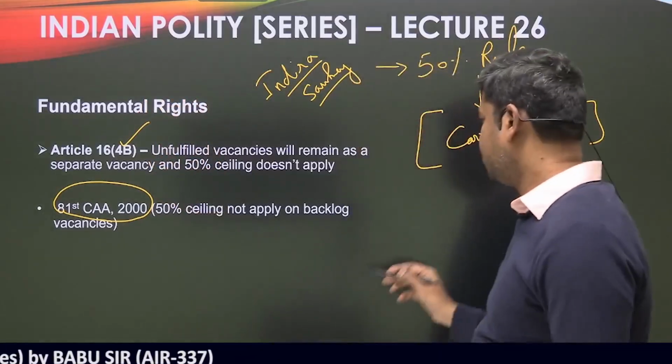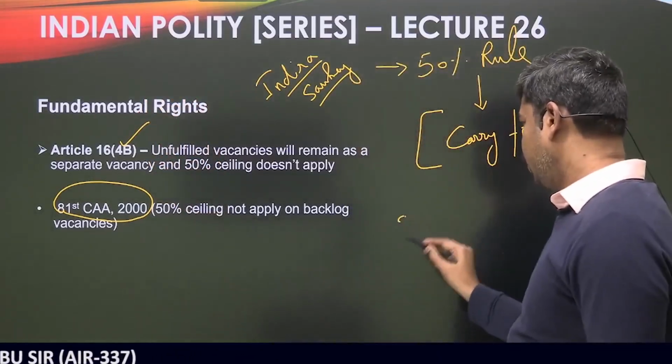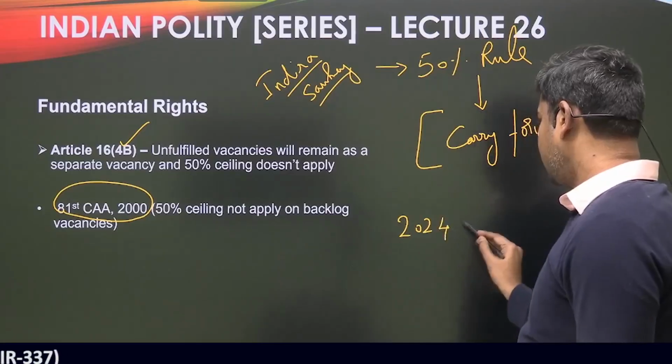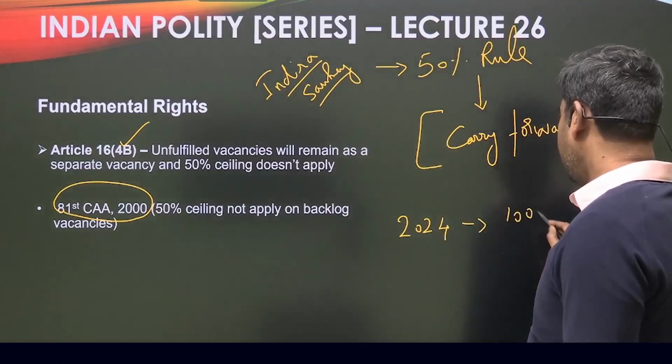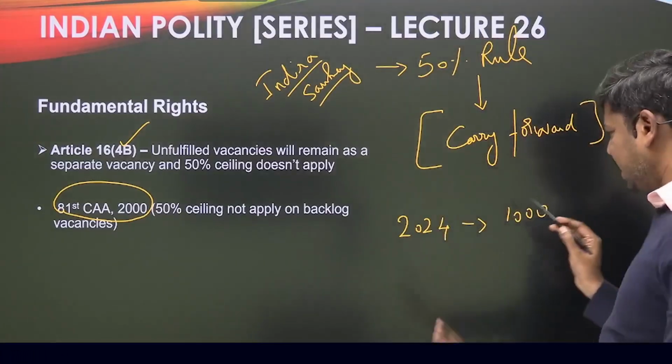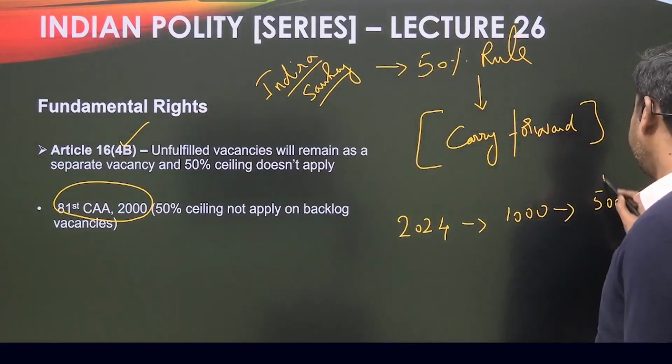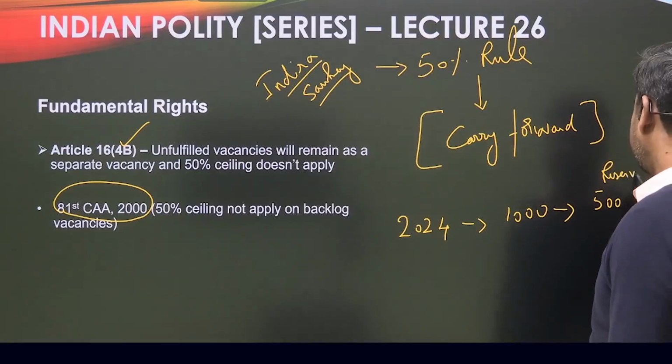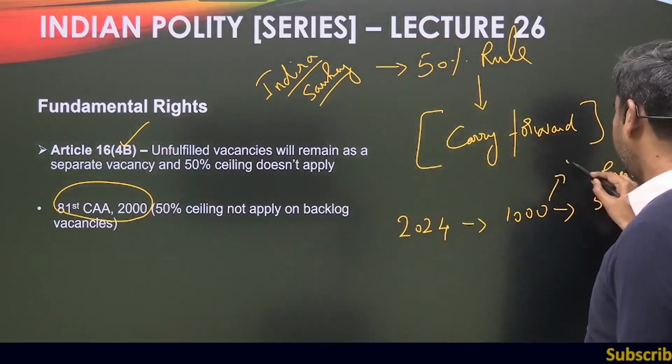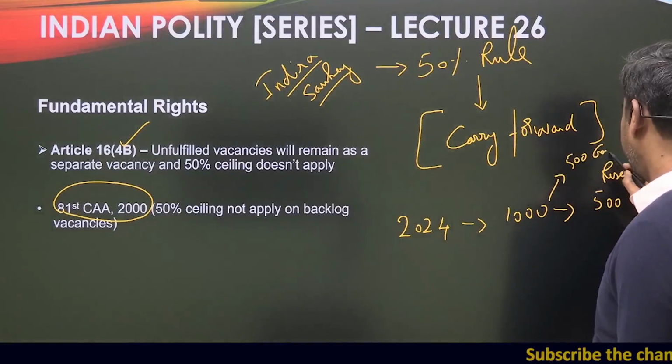For example, let us assume in 2024, let us assume that there are 1000 vacancies. And out of those 1000 vacancies, just for example, let us assume 500 seats are reserved, and let us assume 500 are general vacancies, right?